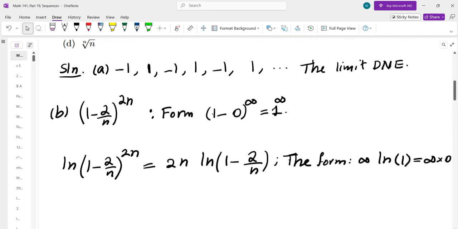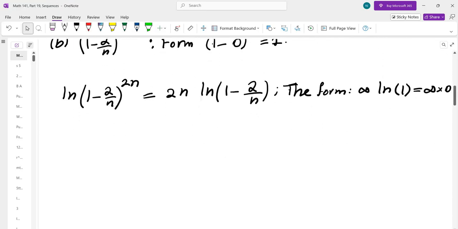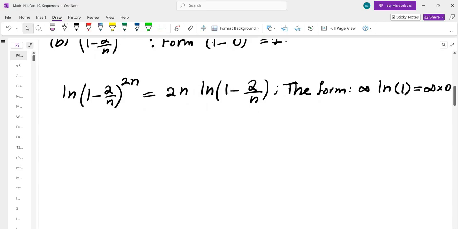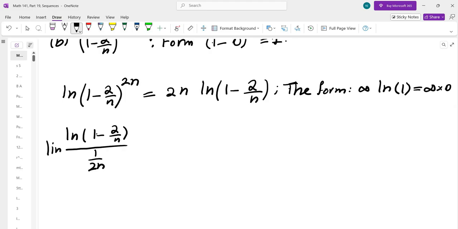In order to evaluate the limits of infinity times 0, we have to put one of them at the bottom. So we will take the natural log of 1 minus 2 over n, and we put 1 over 2n at the bottom. And we're taking this limit as n approaches infinity. When we look at it, the numerator is natural log of 1, which is 0, and the denominator is 0. So we can use L'Hopital's rule for this one.